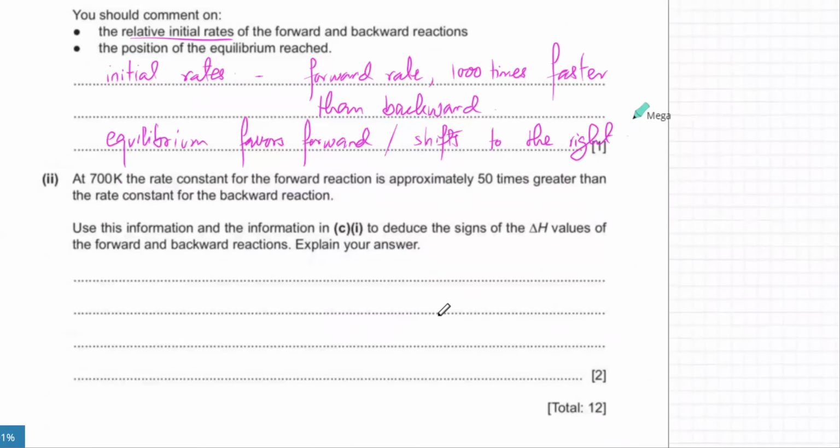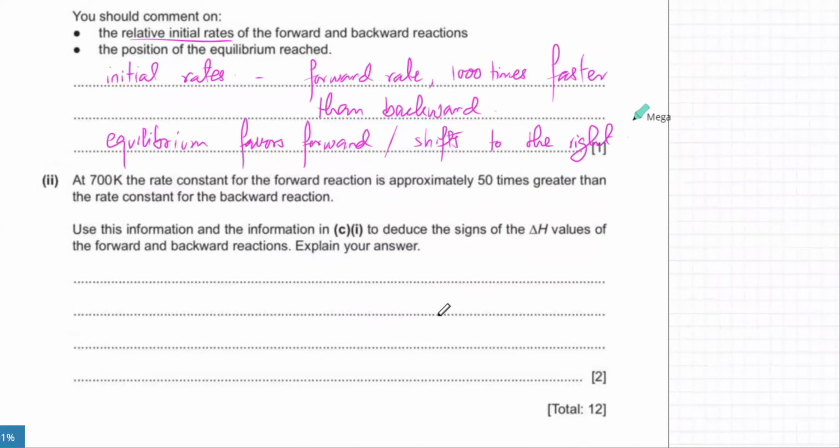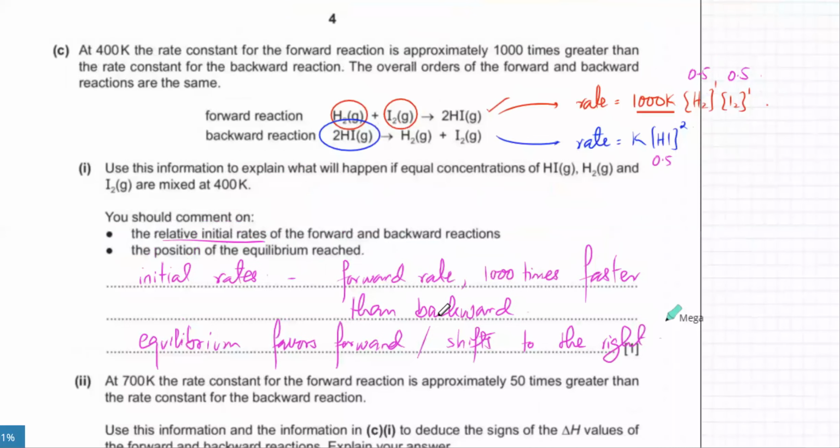And the next, I'll just comment on that further. So if it shifts to the right, the forward is much faster. So what will happen? Slowly the concentration of H2 and I2 will start to decrease, right? You started off with 0.5, but very, very quickly the concentrations would decrease because the initial rate is really fast. It's 1000 times faster. So what will happen to the concentration of H2, I2? They would decrease very quickly. So the forward rate would slow down very quickly as well. Is that clear as well?